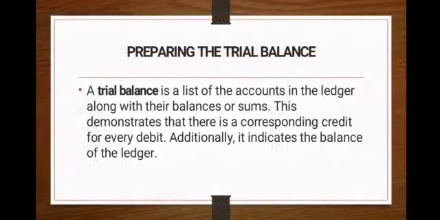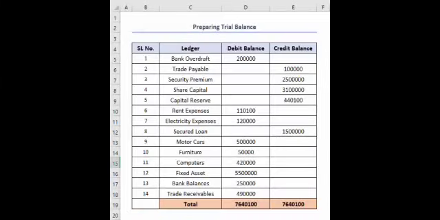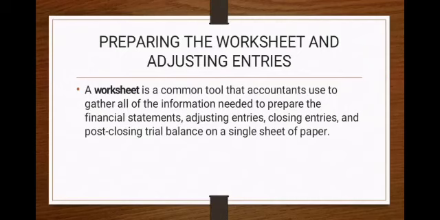Preparing the trial balance. A trial balance is a list of the accounts in the ledger along with their balances or sums. This demonstrates that there is a corresponding credit for every debit. Additionally, it indicates the balance of the ledger. Preparing the worksheet and adjusting entries. A worksheet is a common tool that accountants use to gather all of the information needed to prepare the financial statements, adjusting entries, closing entries, and post-closing trial balance on a single sheet of paper.